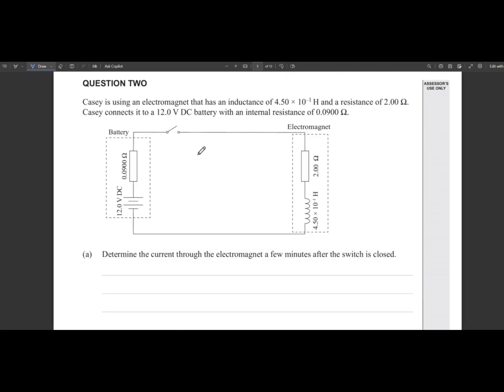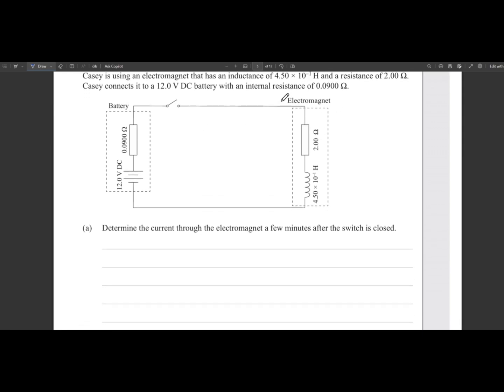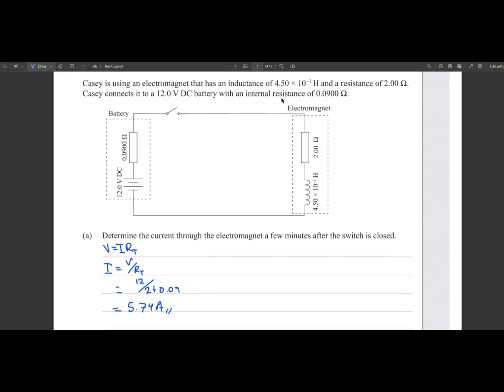Casey is using an electromagnet that has an inductance and an internal resistance. Okay. So we know that our voltage is your current times your total resistance, and your current is just going to be voltage divided by your total resistance, and that's just going to be 12 divided by 2 plus 0.09, which, putting that in my calculator, I get 5.74 amps.